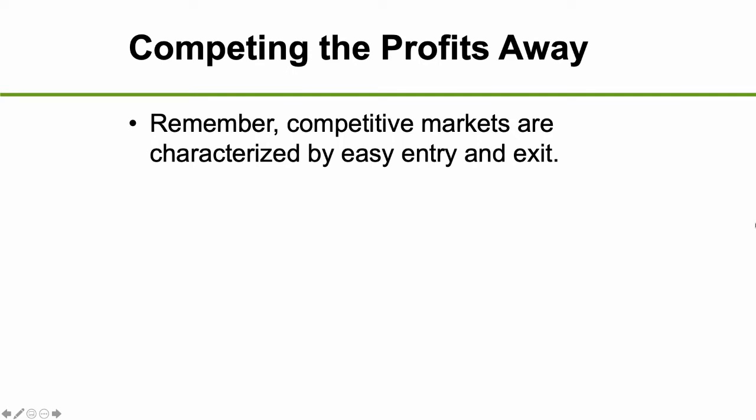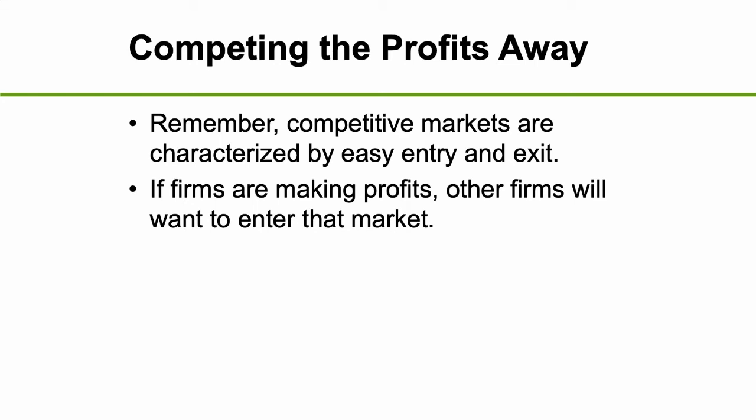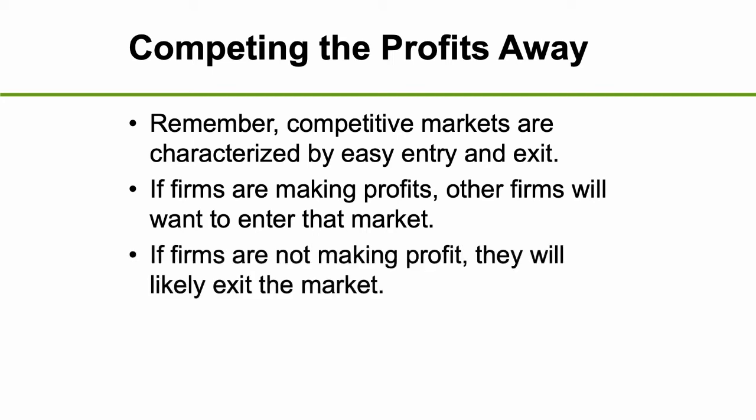So let's take a look at the details here and then look at a graph of how this whole process works out. As I just mentioned, in competitive markets, exit and entry, and in this case, entry, is really easy. If somebody's earning profits, it's going to attract competition. Other firms are going to want to enter the market because, hey, if that guy can earn profit, I surely can too. Now, the flip side of this, of course, is that if firms are not making profit, they're likely to exit. So if firms are losing money, people will start to leave.